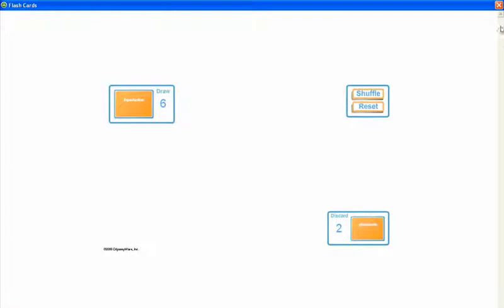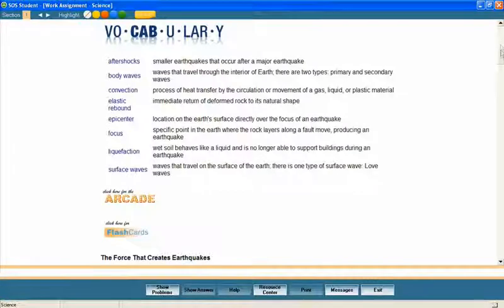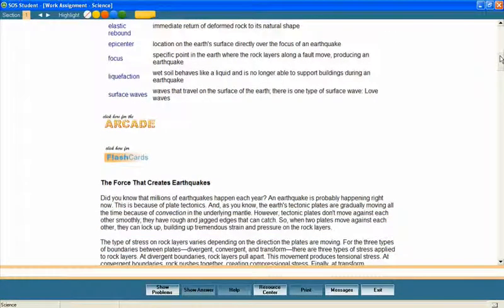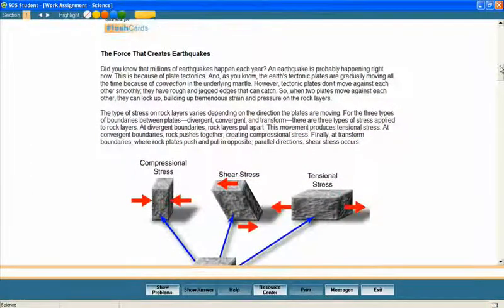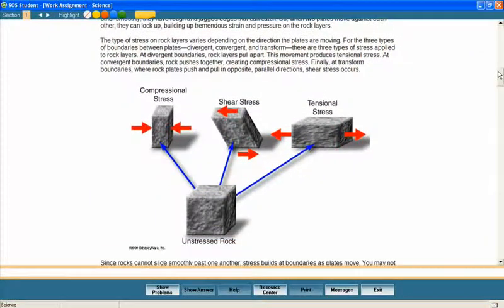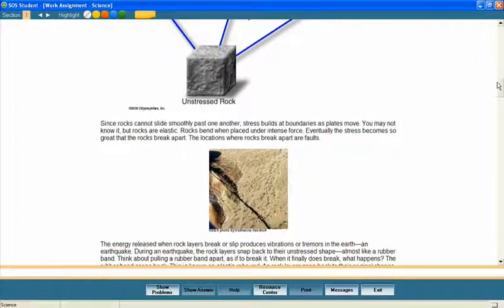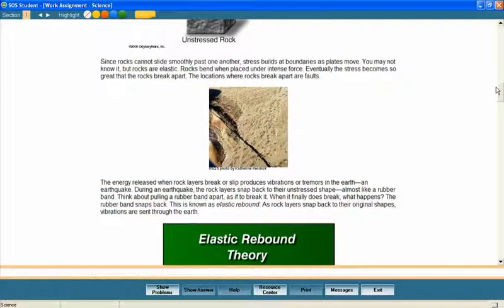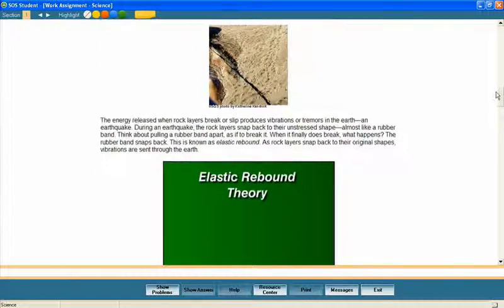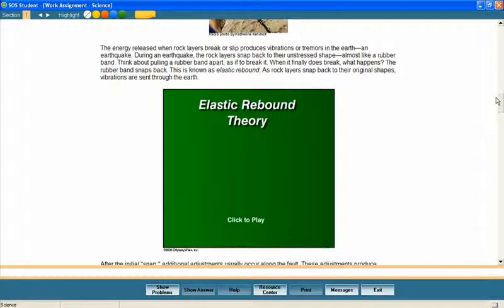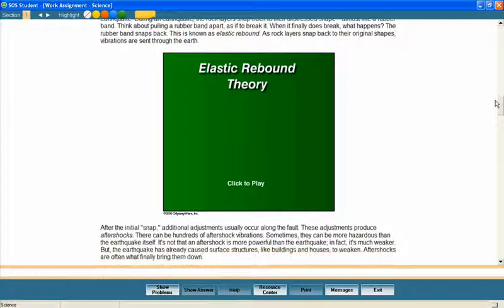Alpha Omega's computer-based lessons are filled with colorful photographs, illustrations, and diagrams, as well as a variety of multimedia presentations that are all designed to enhance the text-based instruction and assist students in mastering lesson content. Let's take a look at this animation that helps to explain the elastic rebound theory.